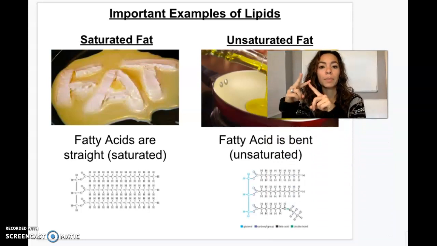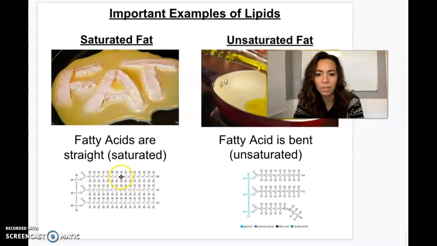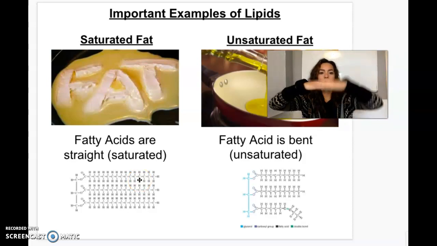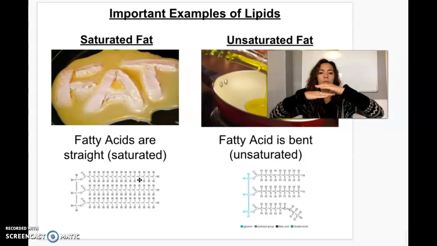Two important types of lipids that we'll be looking at are saturated fats and unsaturated fats. Saturated means that the carbons are saturated with hydrogens. So essentially, if you look at this structure here of the fatty acid tails, they're straight. They're in a straight line. They're all single bonds, so it's a straight line. So these fats are solid at room temperature. So those fatty acid tails, when you stack them, it makes them solid at room temperature.